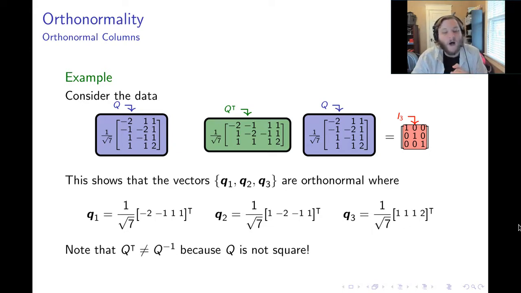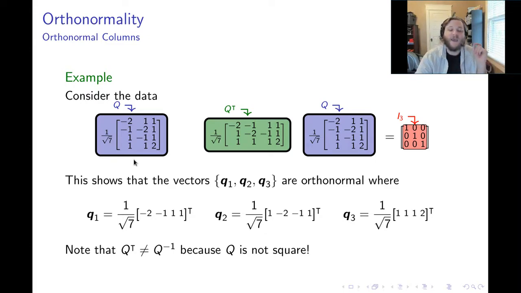Now, it's also important to remember that just because we take a matrix and multiply by another matrix and get the identity matrix doesn't mean that the matrix is invertible. Here, we've taken Q and multiplied on the left by Q transpose to obtain the identity, but this is not saying that Q transpose equals Q inverse, because in this example, Q is not even a square matrix.